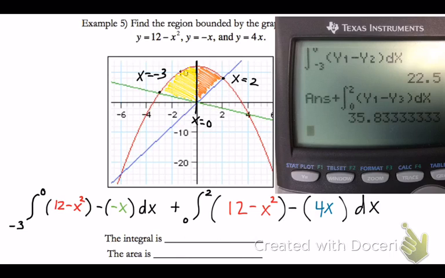Did you have a question? When you do this problem on your calculator, would it change your answer if you did something like answer plus the new integral? Would it change your answer if you did both the integrals together? No, unless you made a mistake. You mean if you put it all on the same line? So if you did this one, and then instead of pushing enter, you just pushed plus, and then wrote that, it would not change your answer, no.